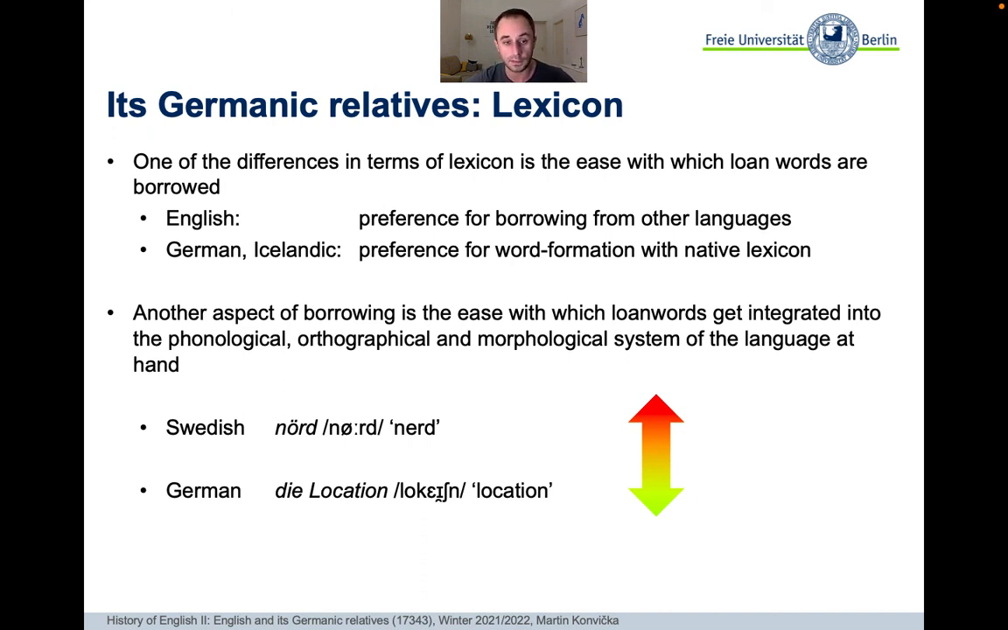Very close phonologically and orthographically, and also morphologically, right? If you look at the plural of Location, to the English origin location. But take another loan word, also from English to Swedish, nörd, which is not really that close to nerd. I mean, phonologically, it's still close, but it's written differently, and it's also completely morphologically integrated.